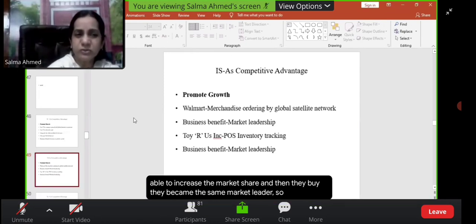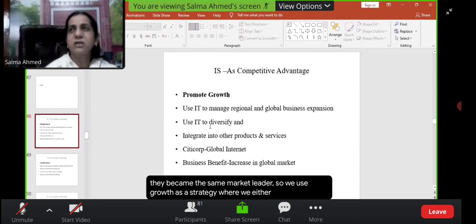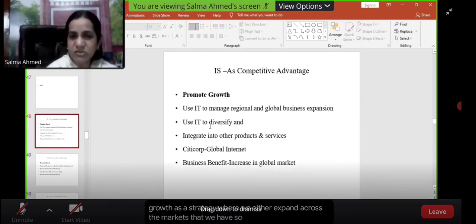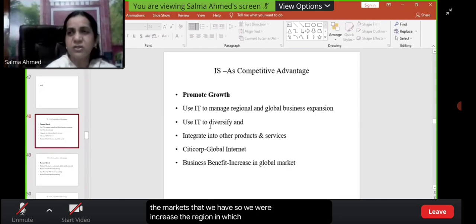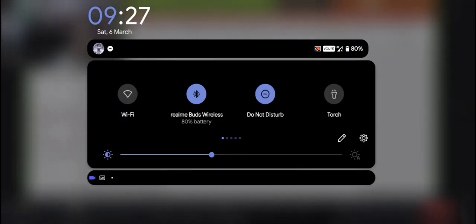So we use growth as a strategy, where we either expand across the markets that we have. So we would increase the region in which we were supplying our goods, or across the globe, we increase our markets using information technology. We have example of City Corporation, global internet, and the business benefit was increasing global market.